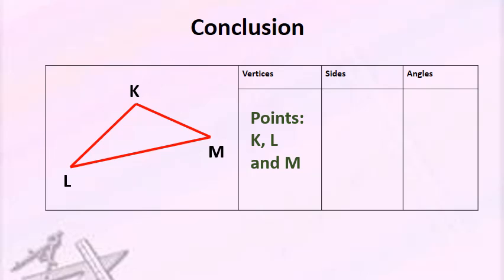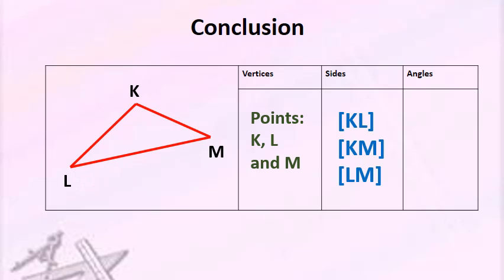Now the sides. What are the sides of the triangle? So this is the first side, LK. This is the second side, LM. And this is the third side, KM. So the sides are KL, KM, and LM.